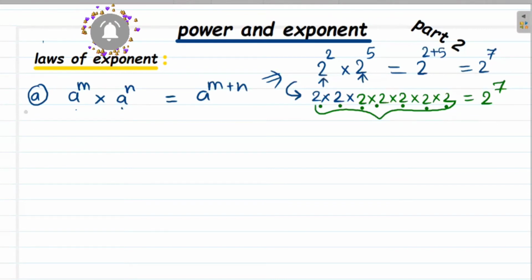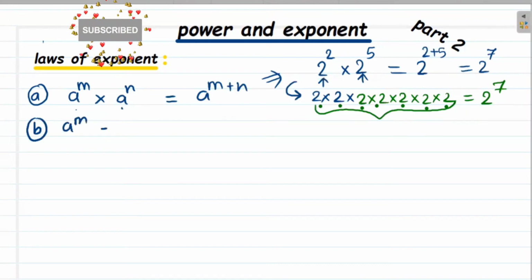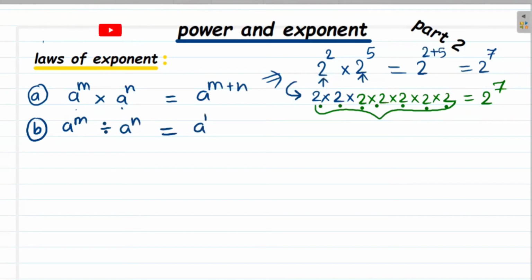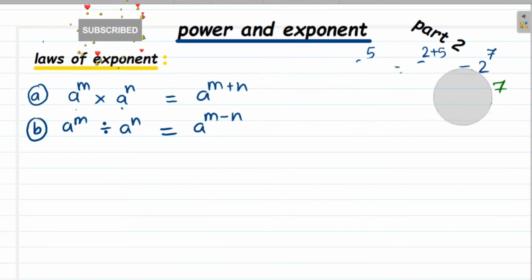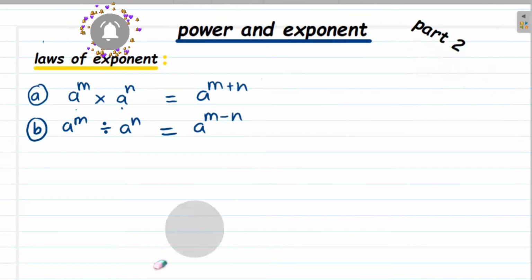Now let's have my second law, that is a raised to m divided by a raised to n, which is equal to a raised to m minus n. It results in the subtraction of exponents. The rule is the same: whenever my bases are the same, and if the powers come with a division, then my exponents subtract from each other. In multiplication, exponents add. In division, exponents subtract.